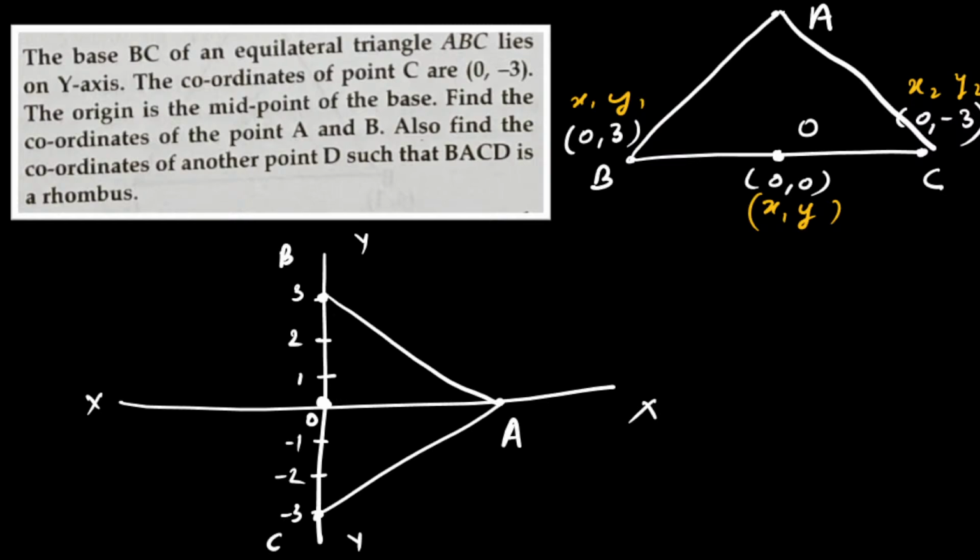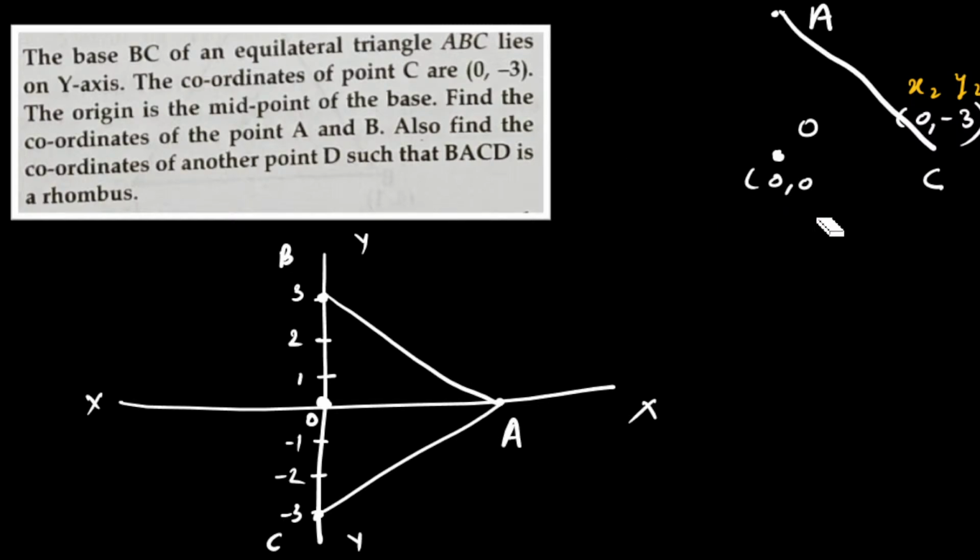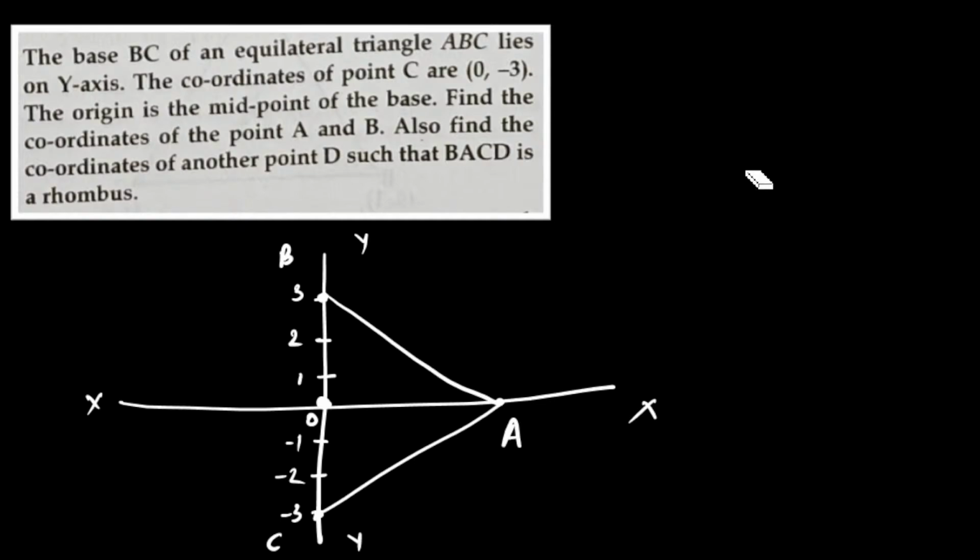Centroid we don't have to draw, because when we have drawn the triangle, it will look like this, as the base lies on the y-axis. So where is A point lying? Yes, A point lies on the x-axis. So that means its value will be x comma 0. This is what I wanted you to understand here. Now A's coordinate we have to find.